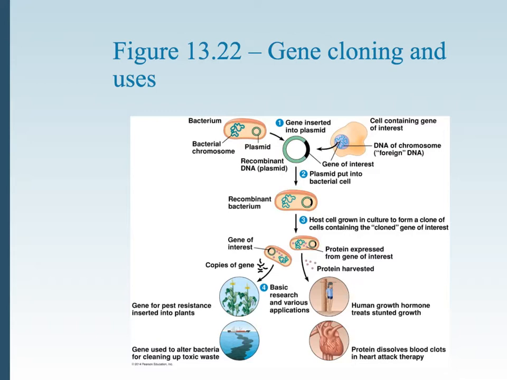We can also use this same procedure to just make many, many copies of a gene. If we take this bacteria and allow it to reproduce and make clones of itself, it's also going to make clones of that gene of interest. Then we can chop that gene of interest out and insert it into other organisms in order to modify them in some way. So this is a way for us to make lots and lots of copies of that gene in a natural way.